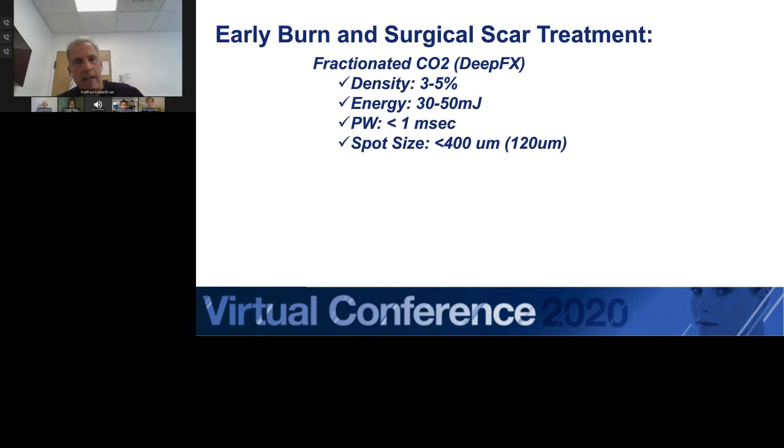In summary, here's my settings again. Start with these, 3 to 5%, 30 to 50 millijoules. Great place to start. At some point, you'll need to go higher in your energies, but staying at those low densities will keep you out of trouble. And when you're an expert, you can start exploring other settings as well. But I've been doing this 12 years. I just recently treated another scar, again, with these exact settings. So it's not something that gets obsolete. And that's it.